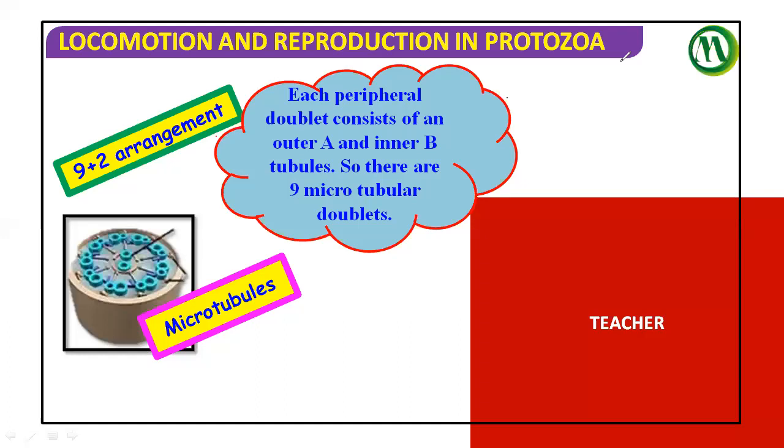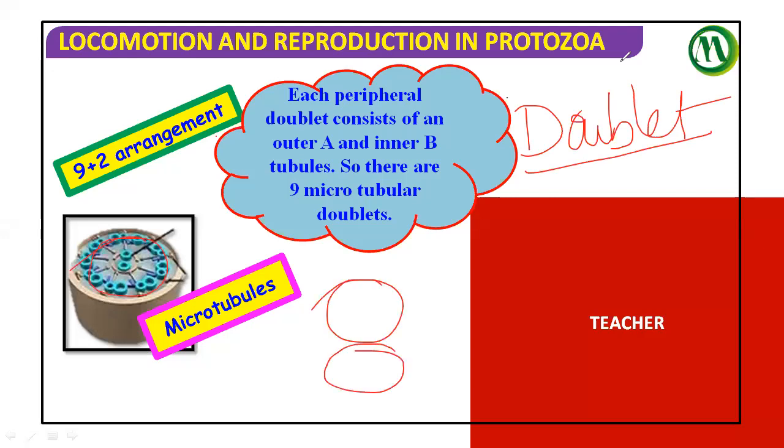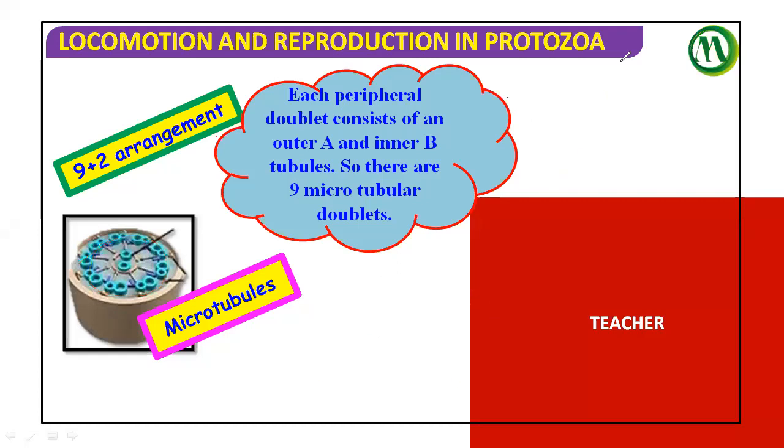So let's go through this. We are using the word doublet, which means two microtubules are present in each of the nine you are observing here. We give names even to those microtubules: the A microtubule and the B microtubule. Okay, so let's continue here.